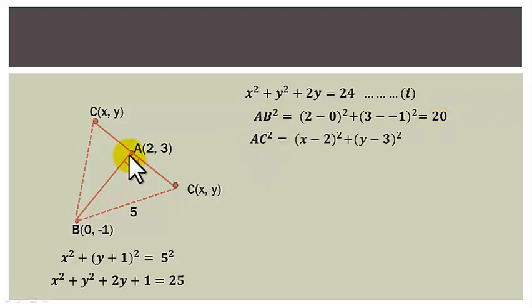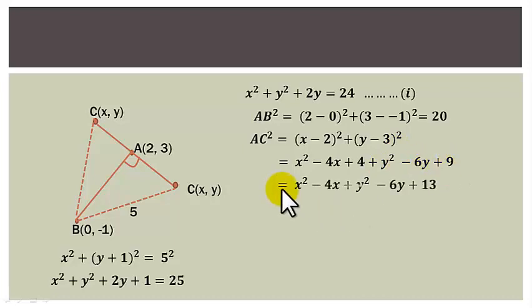Let us also find the side AC squared. AC squared is equal to x minus 2 squared plus y minus 3 squared. Expanding these 2 terms, we have x squared minus 4x plus 4 plus y squared minus 6y plus 9. And this is equal to x squared minus 4x plus y squared minus 6y plus 13, since 4 plus 9 will give us 13.